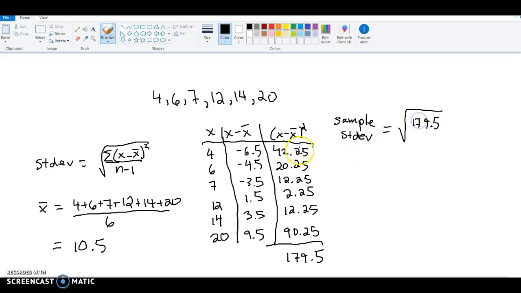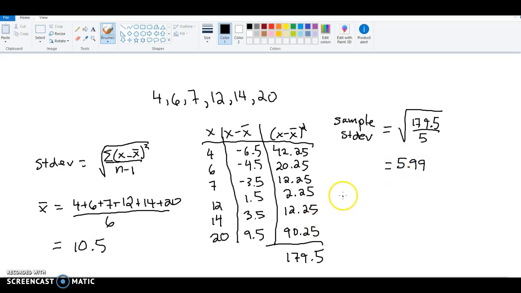So notice that's the sum of all the deviations that we had over here. So that's the top underneath the square root. Then we need to divide by n minus 1. So n is the number of observations, 6. So we're going to be dividing by one smaller instead, 5. So this comes out to 5.99 if you round it to 2 decimal places.